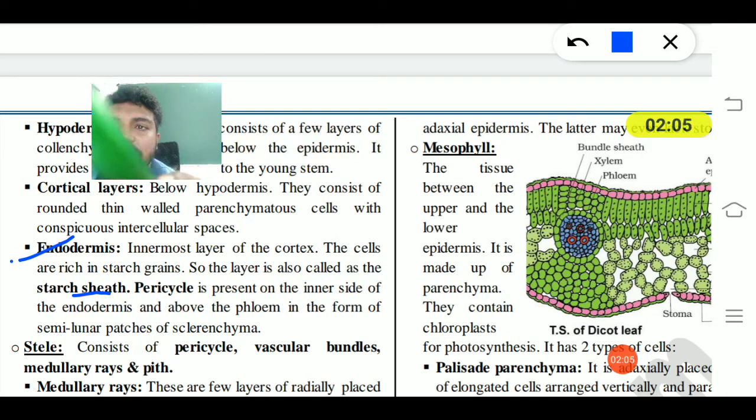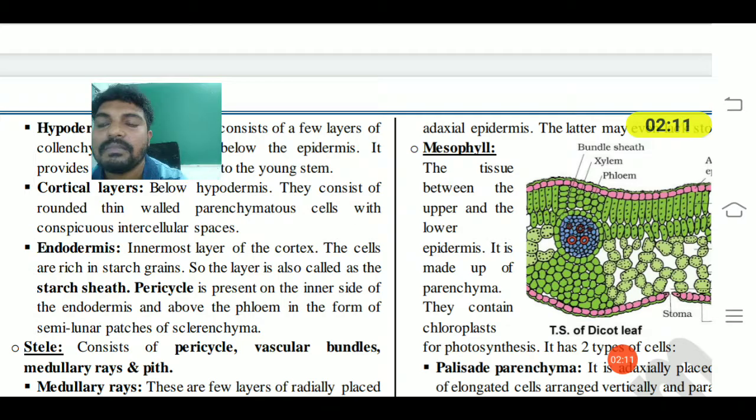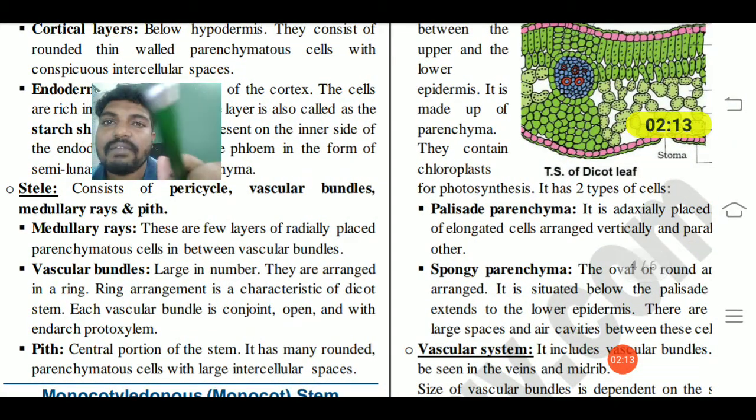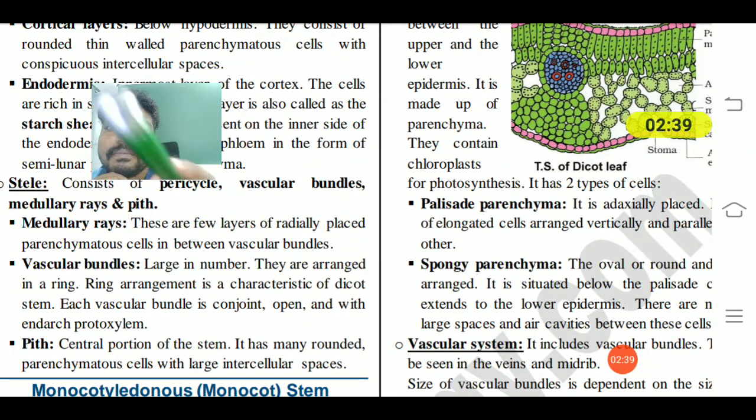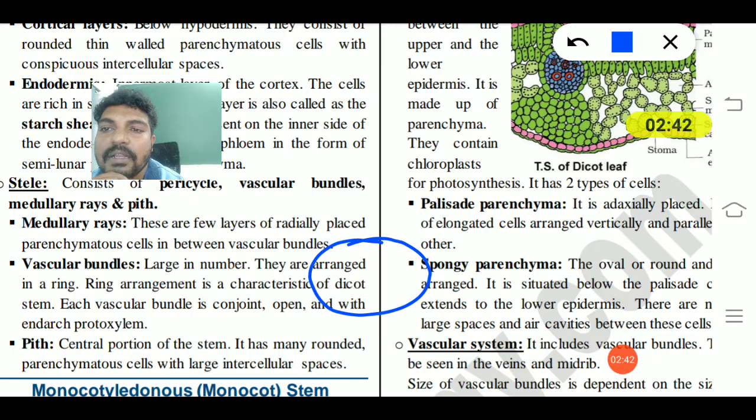The stele consists of the pericycle, vascular bundles, and the pith collectively. Medullary rays are found between the vascular bundles, and radial conduction of water takes place through them. The vascular bundles are arranged in a ring, and that is the main characteristic feature of a dicot stem.